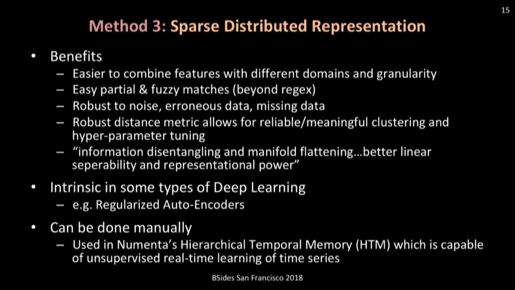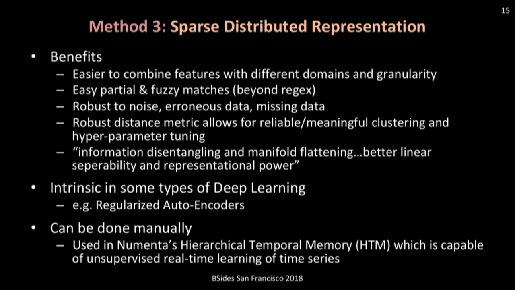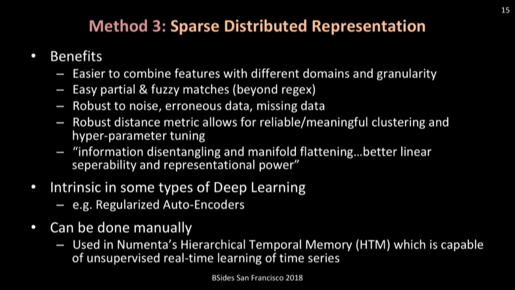If you have 5 different browser types, you might encode that densely in a bit string of 3 or 4 bits, and every category has a unique bit string. Sparse distributed representations spread that out over 50 or 100 bits. And the advantage of it is it's much easier to combine features with different domains and granularity. You can do very easy partial matching, fuzzy matching, Boolean operations, even fuzzy Boolean operations, without descending into regex.